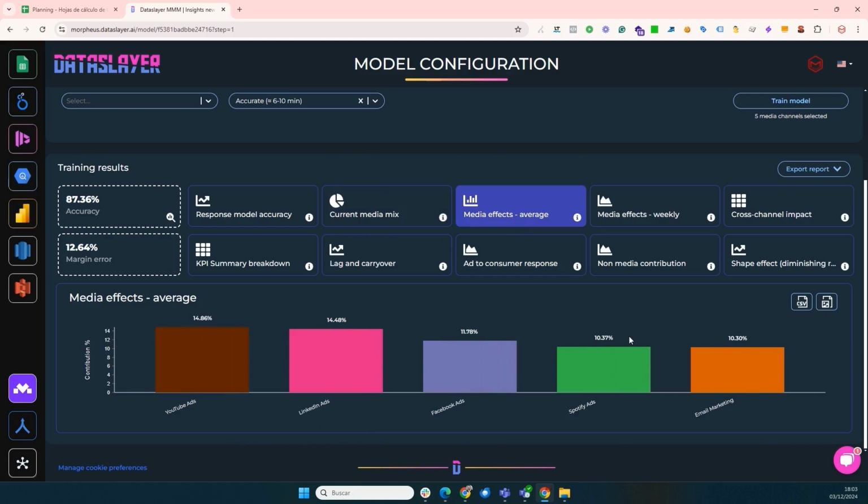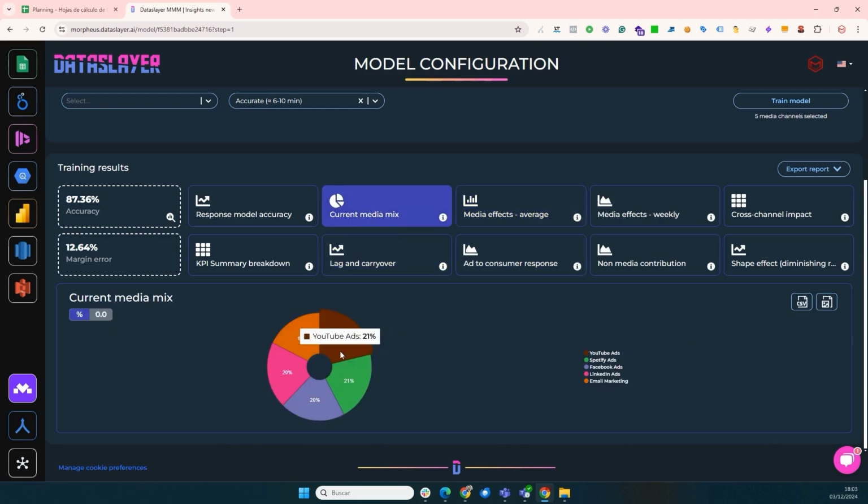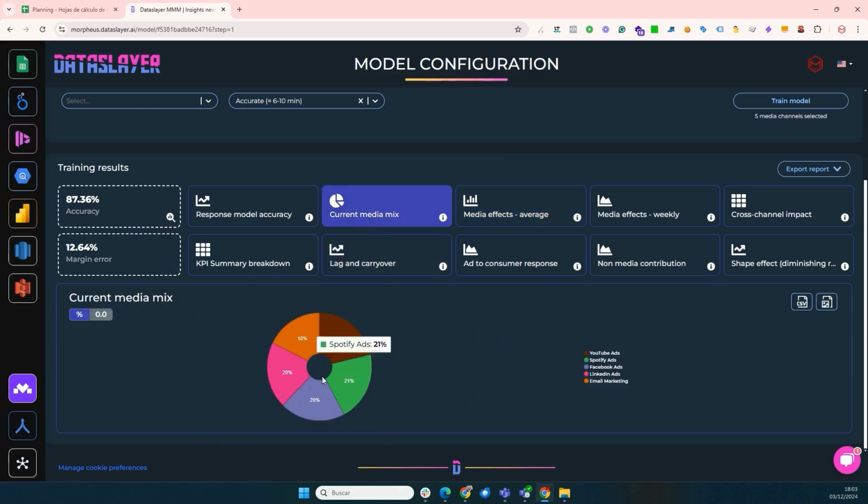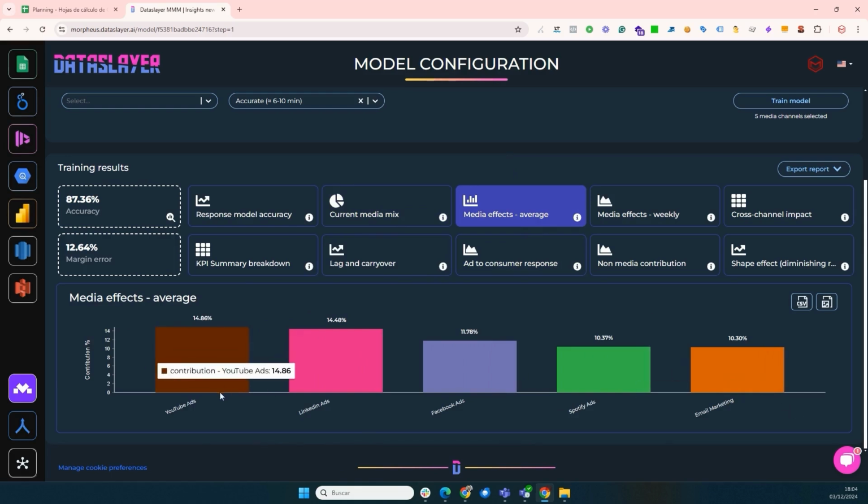Next, we see the media effects average. This one is really important. Why? Because here it tells us how each channel has contributed to our KPI, in this case to sales, because investing more doesn't always mean we'll get better results. For example, here we see that the biggest investment has been in YouTube ads at 21%, and it has also contributed the most with 14.86. But we see that even though the distribution is quite balanced, not everyone has contributed the same. YouTube has contributed 14.86 and email marketing has contributed 10.3%. More investment doesn't always lead to better results.